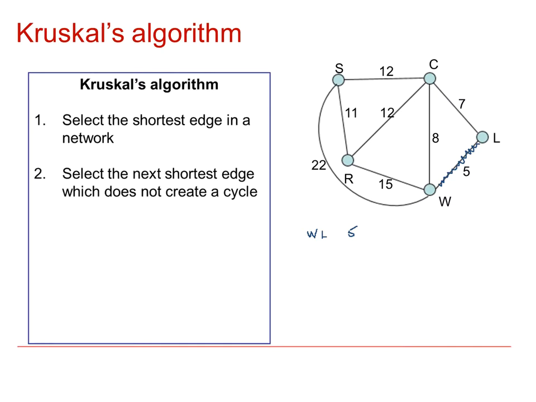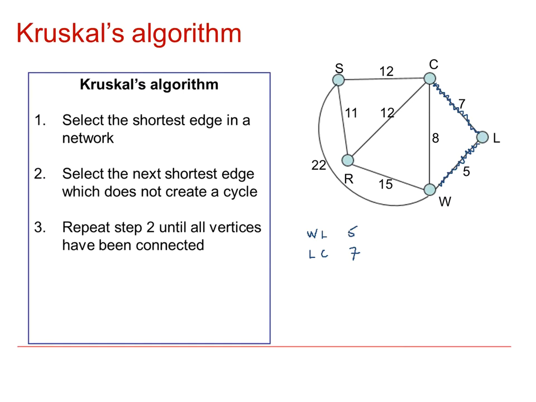The algorithm then says, now find the next shortest. The next shortest edge we can see is the 7. So that's L to C, which is 7. And then we keep doing that until all the vertices have been connected. The one important thing is that we do not create a cycle.